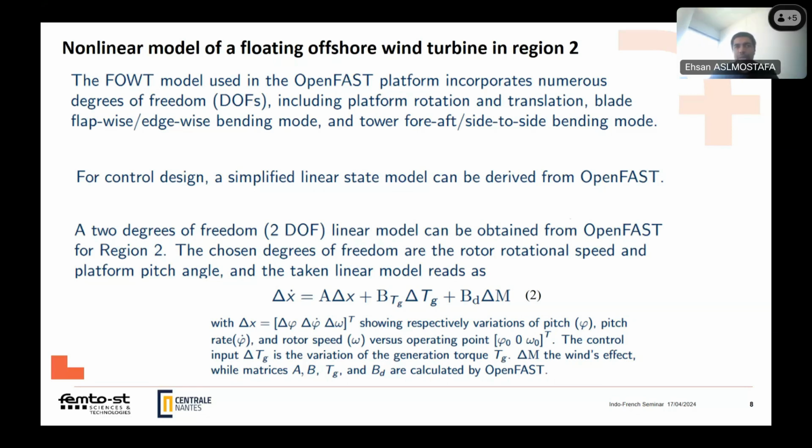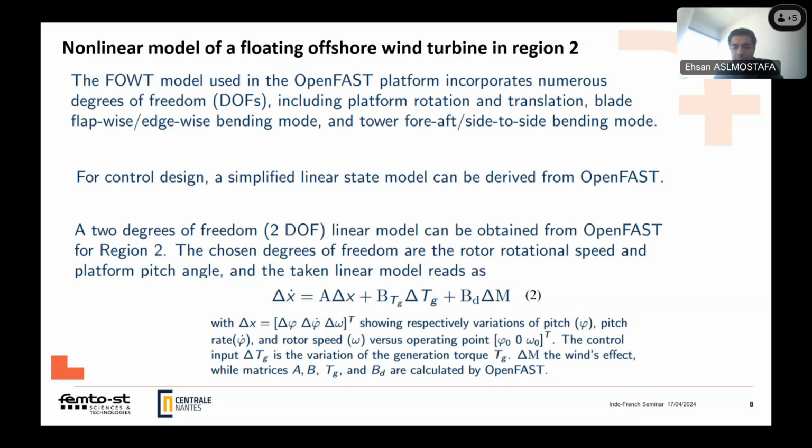So in order to tackle this issue, a simplified linear state model is derived from OpenFAST. Here we take a 2 degree of freedom linear model and we choose the rotor speed and the platform pitch angle. Equation 2 is the linear model that we consider. It's a linear model in which the parameters A, B, TG, and BD are calculated by using OpenFAST.